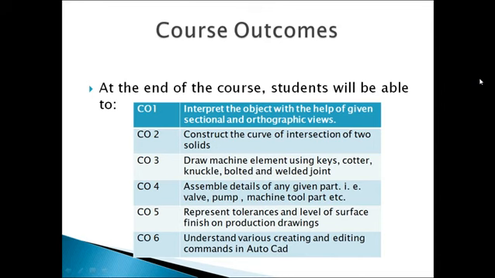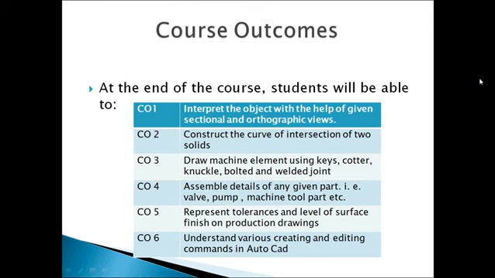CO1: interpret the object with the help of given sectional and orthographic views. Means interpreting the object with the help of given sectional and orthographic views. We are required to see the orthographic views. We need to draw the orthographic views of whatever component is given, and from this component we need to draw a sectional view. There may be different kinds of sectional views available. It may be a half section, a full section, or a revolved section. These are some examples of sectional views.